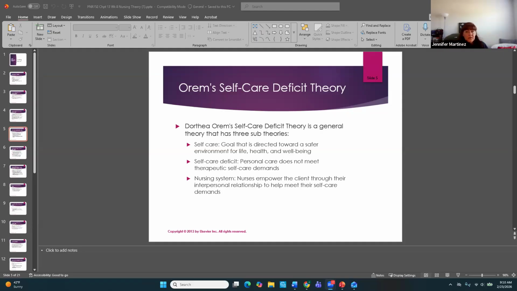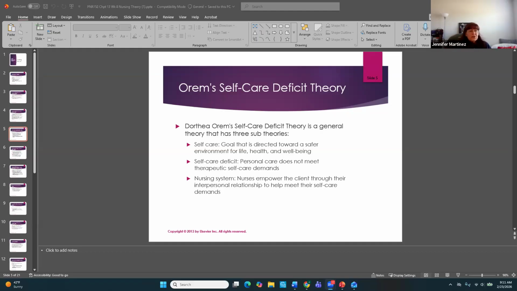So that nursing system, the nurses empower the client through their interpersonal relationships to help meet their self-care demands, regardless of the situation. That's where that holistic care comes in, or in some cases, we just provide that supporting role. But again, anybody that comes into a healthcare system has some sort of a self-care deficit. They're not able to meet their self-care demands, and so they need nursing assistance. And so that's kind of how her theory is set.